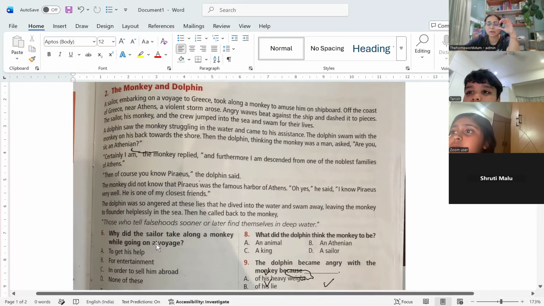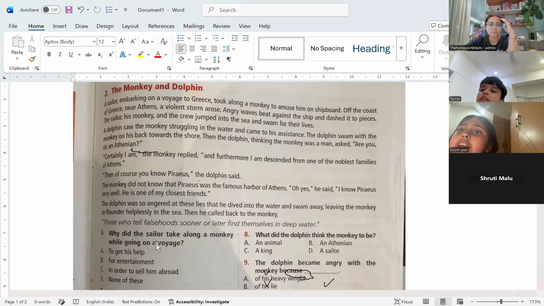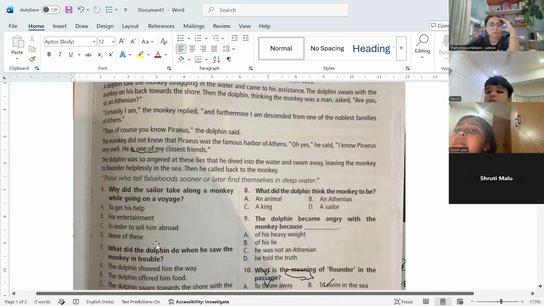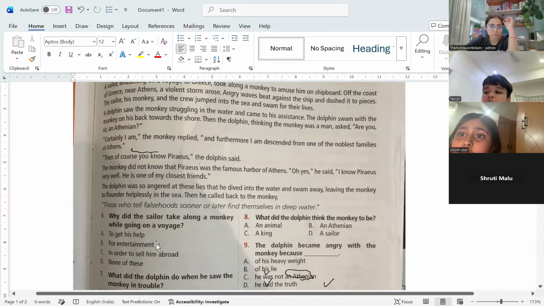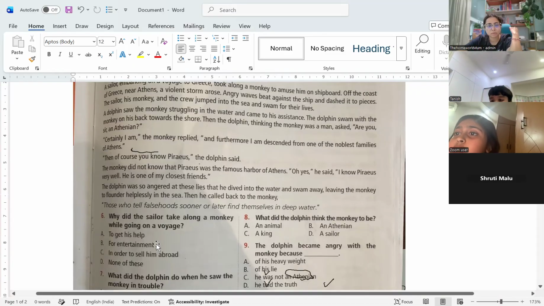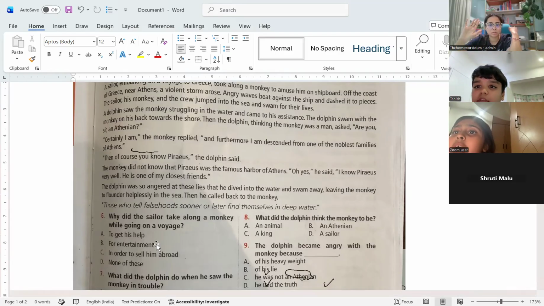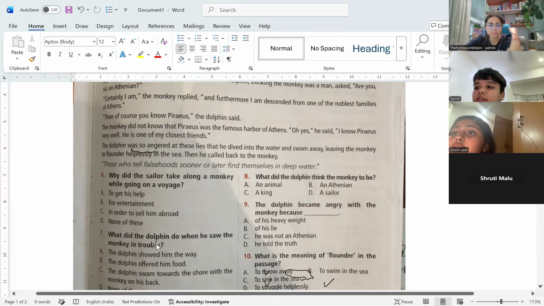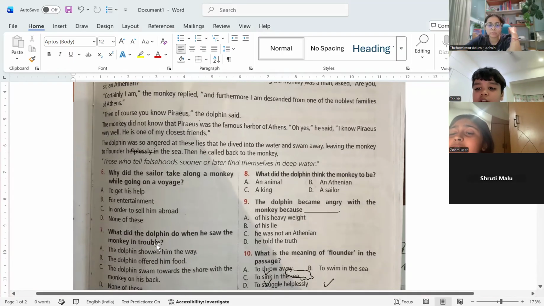Very good. Okay, off the coast of Greece, near Athens, a violent storm arose. Angry waves beat against the ship and dashed it into pieces. The sailor, his monkey, and the crew jumped into the sea, swam for their lives. The dolphin saw the monkey struggling in the water and came to his assistance. The dolphin swam with the monkey on his back towards the shore. Question number 7. What did the dolphin do when he saw the monkey in trouble?